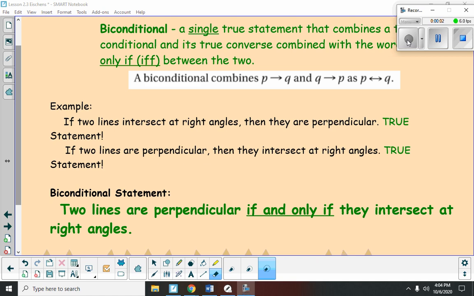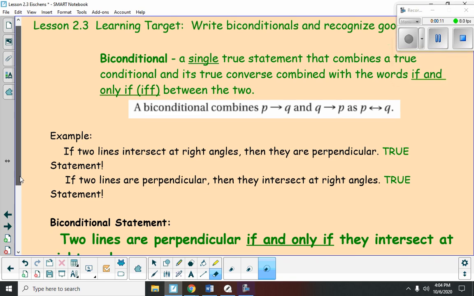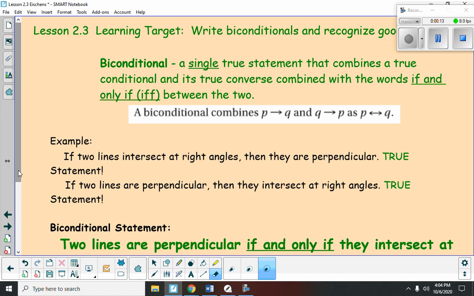Hi there. In this video, we are going to be talking about biconditional statements and how to recognize good definitions. So first of all, a biconditional is a single true statement that combines a true conditional and its true converse. And it's combined by using the words if and only if.